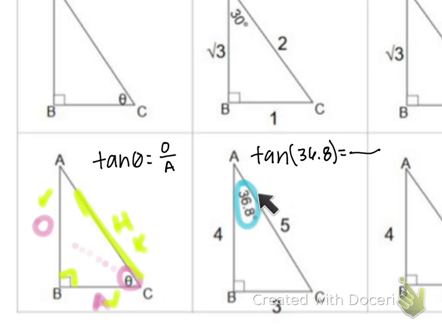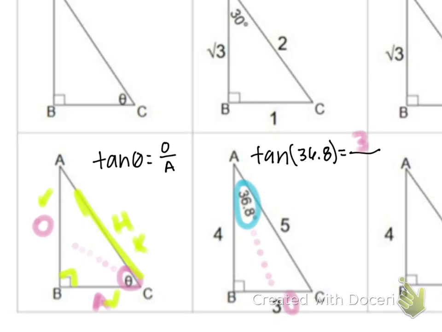So if we're looking at O, that's opposite. So you look at your angle, and then from the three sides, you look at which one is in front of this angle. So if the angle's right here, right in front of it is this side right here, and that side measures 3. So we're going to put the O right there, and that's what goes on the top, 3.